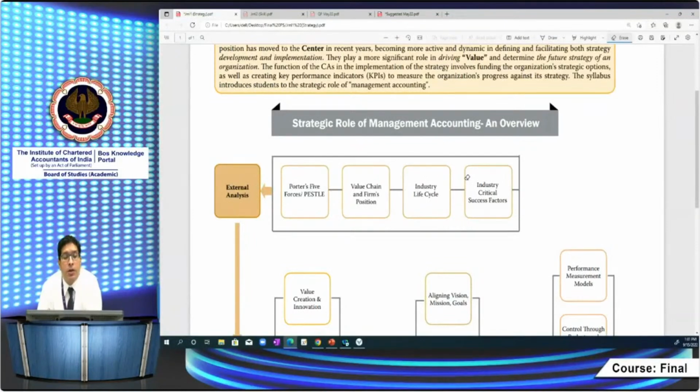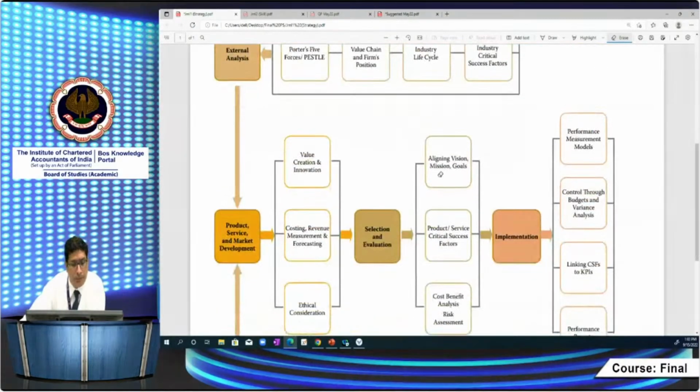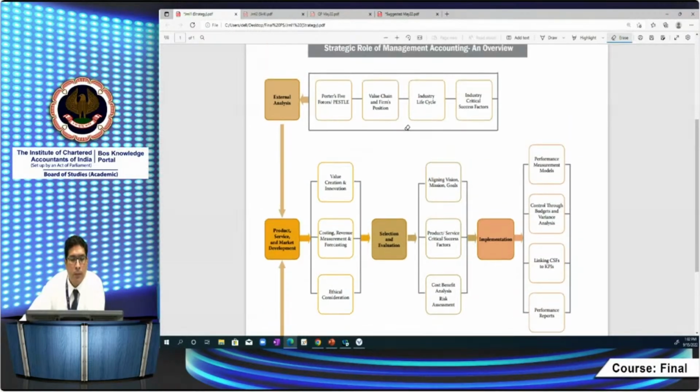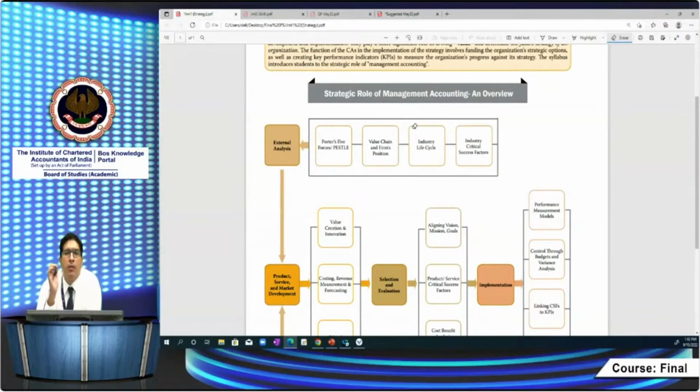Now I will let you know about the strategic role of management accounting. This is very, very important. Whenever you write the solution of any question, you have to keep in mind strategic aspects. Now I will let you know about some strategic aspects that are very, very useful for the purpose of decision making. You have to correlate these strategic aspects with decision making questions. Then it will be very rewarding.